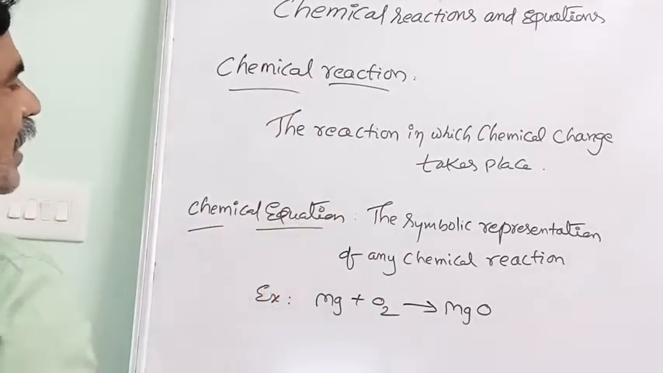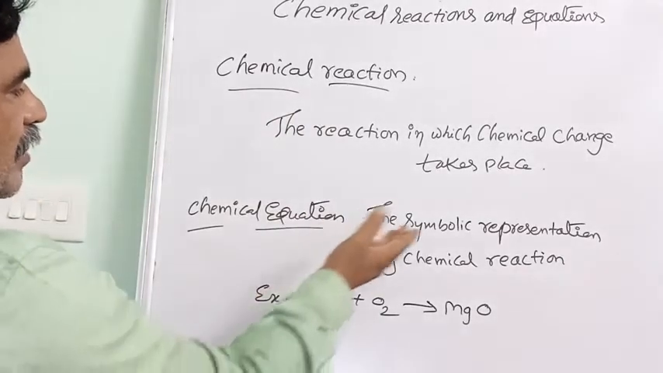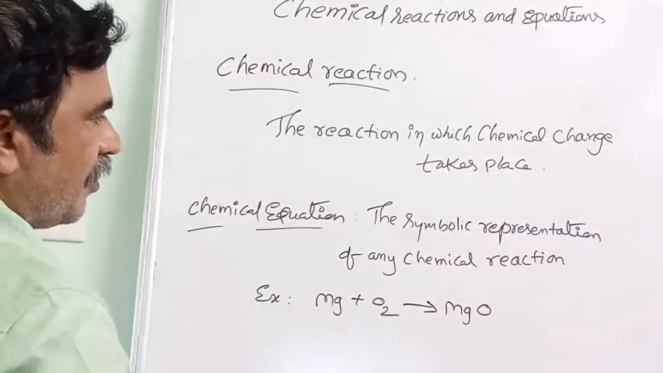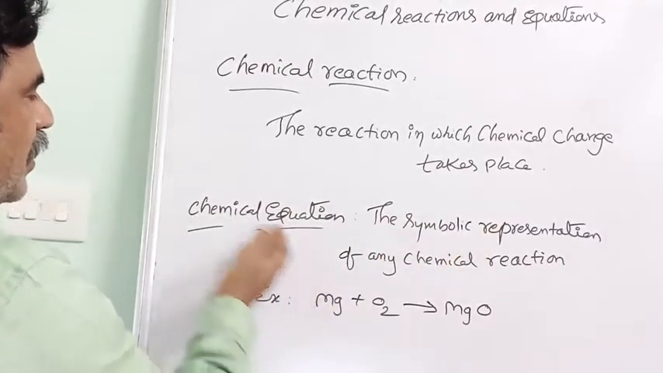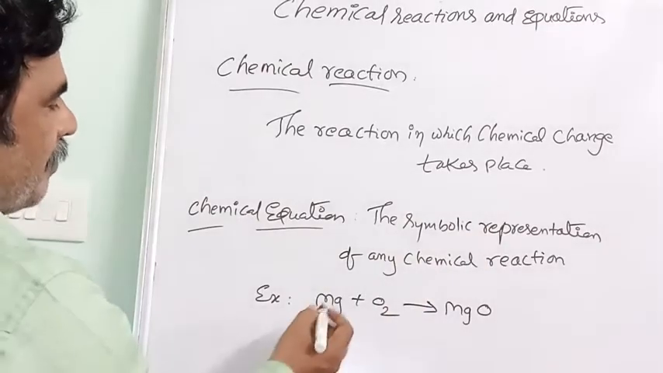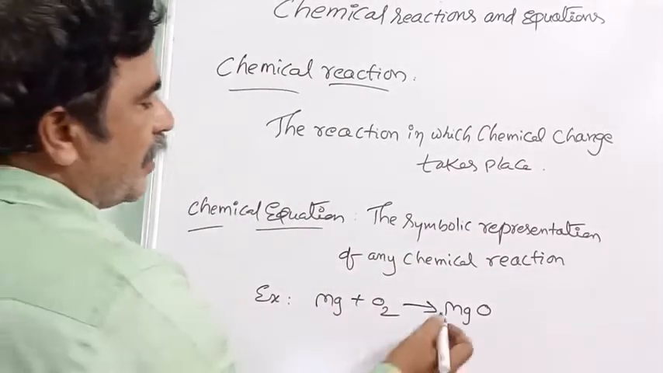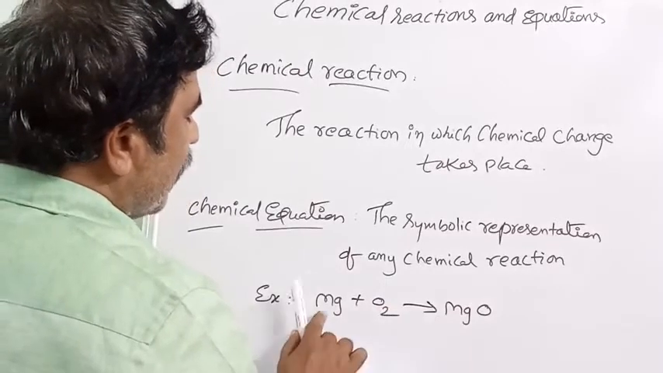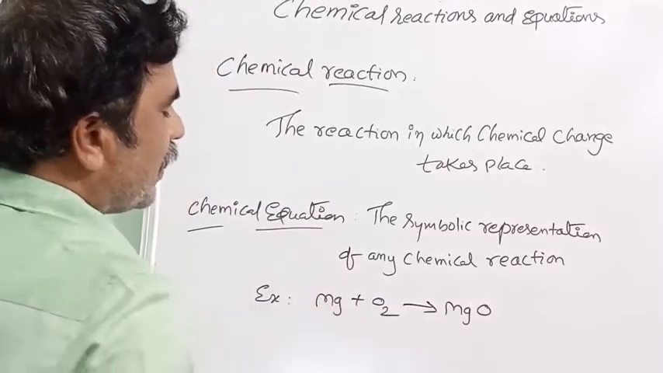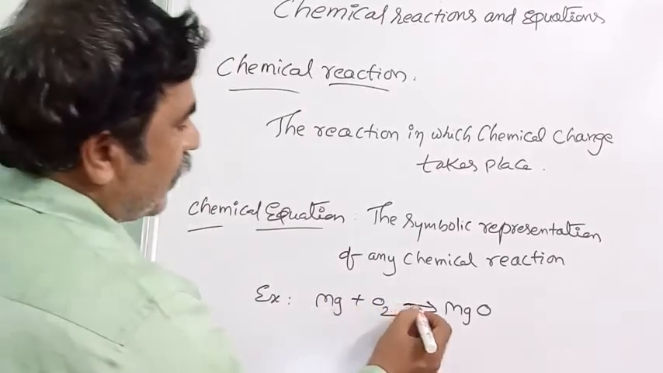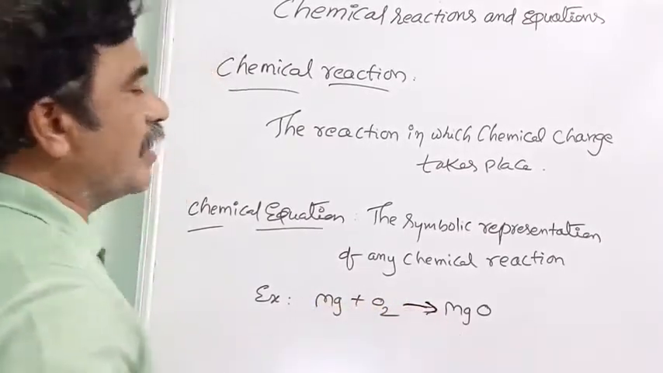What is a chemical equation? A chemical equation is nothing but the symbolic representation of any chemical reaction. Example, magnesium plus oxygen gives magnesium oxide. This is the symbolic form of a chemical reaction between magnesium and oxygen. Therefore it is a chemical equation.